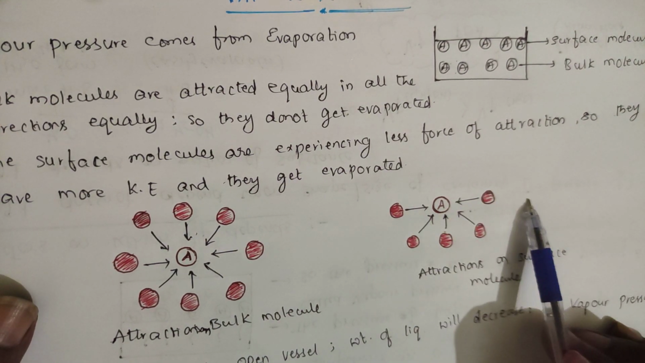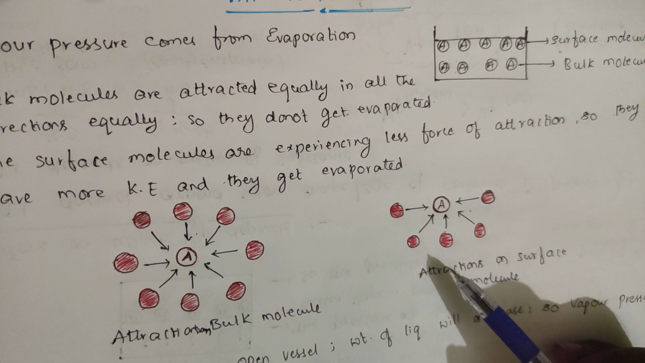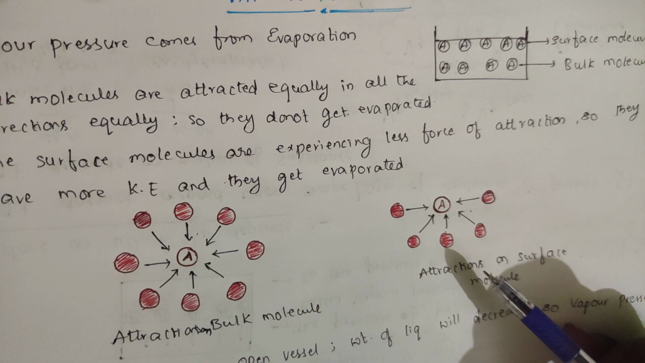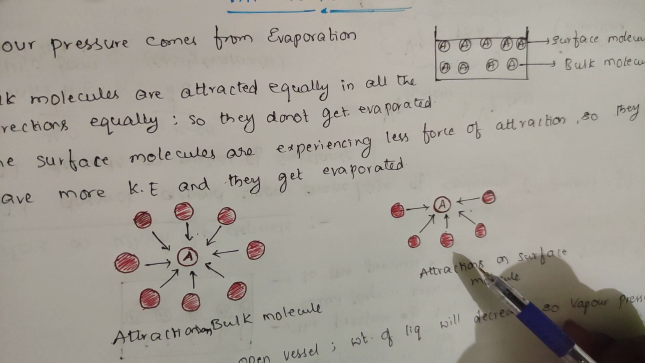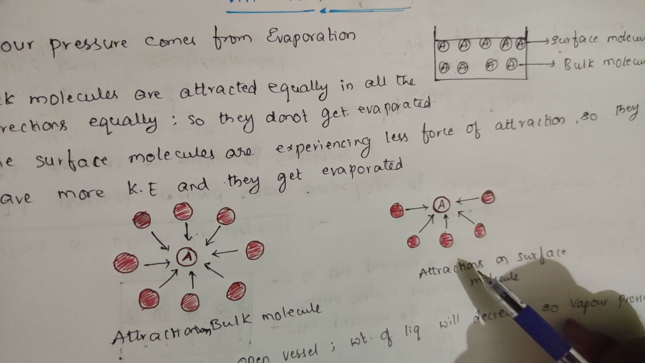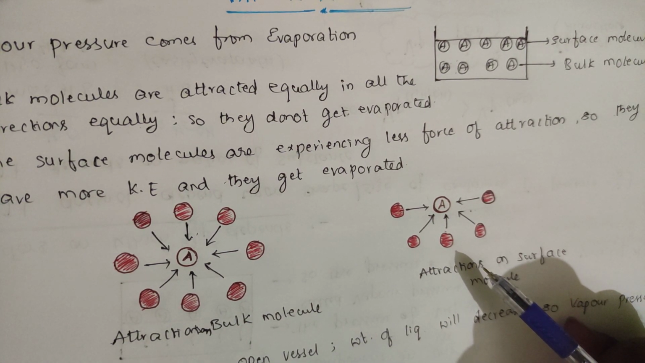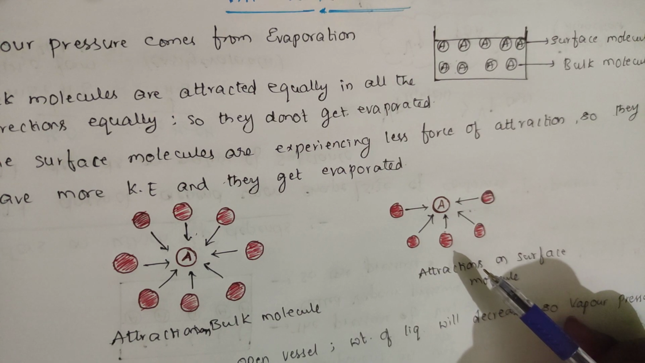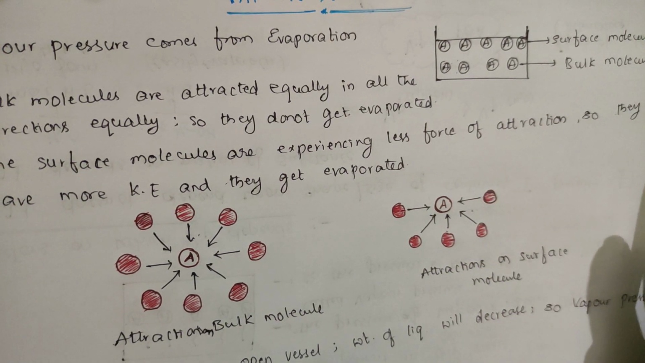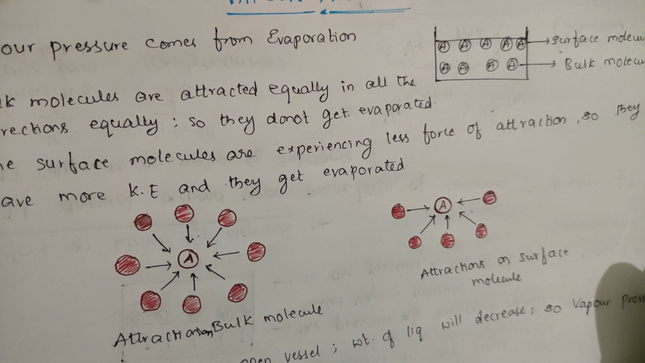Whenever the first layer has gone, the second layer again becomes the top layer. Again that layer experiences less force from the surrounding molecules, so it also gets evaporated. In the same way, if you take a glass of water and keep it in your room and you don't disturb it for 3 or 4 days, the entire glass will become empty. Why? Because the surface layer gets evaporated into the atmosphere.